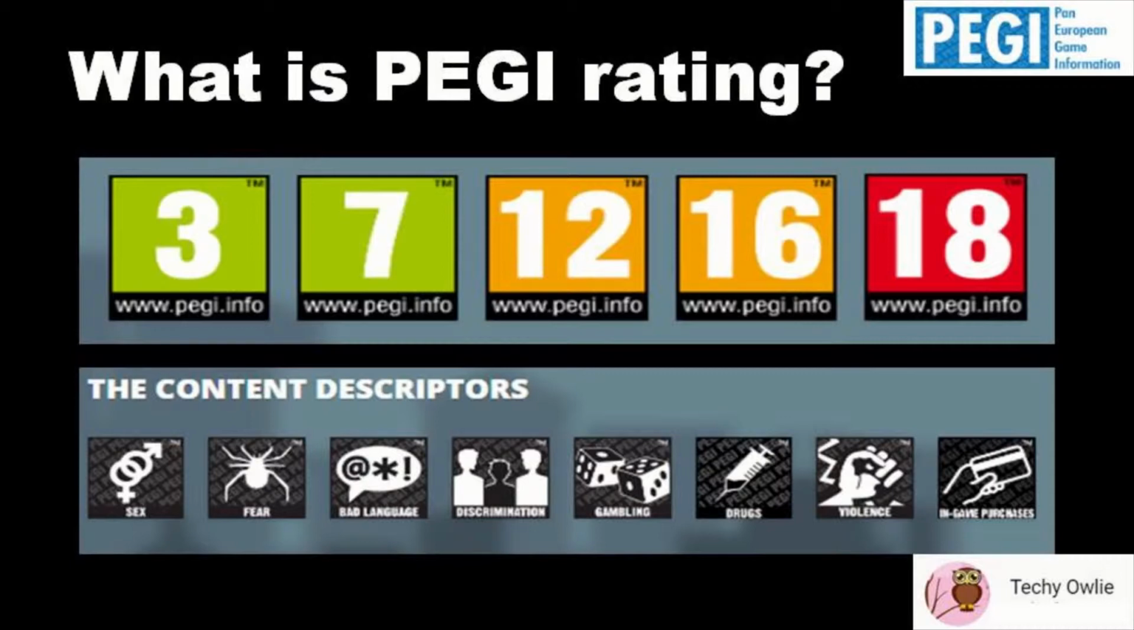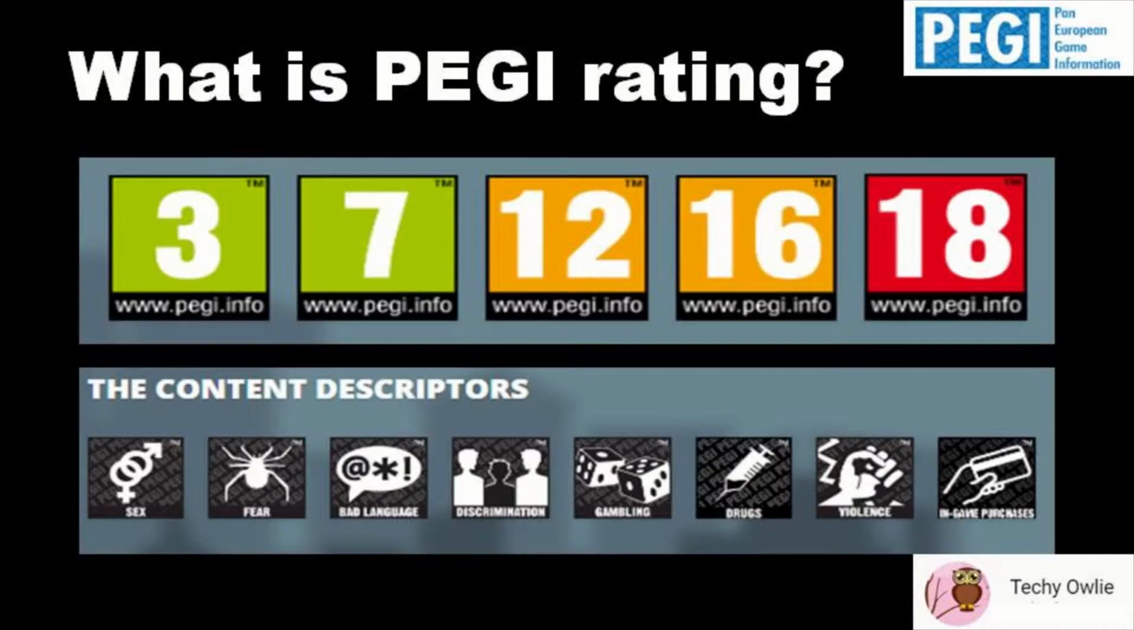One of the essential ratings that was developed is known as the PEGI rating, which is Pan-European Game Information. Here you can see that there are 5 types of rating: 3, 7, 12, 16 and 18, and these numbers indicate the age. Below you can see the content descriptors, and you need to look out for these logos. They will be there at the back of the CD, and I'll show you 1 or 2 examples as well.